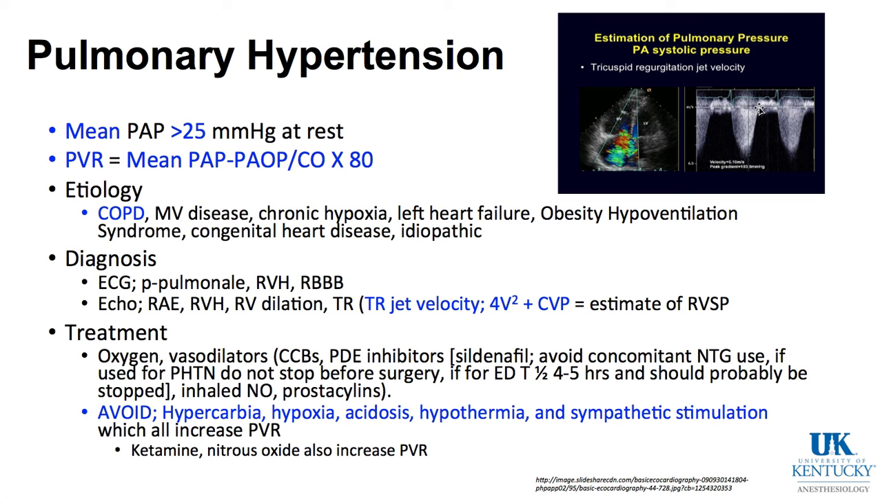Increases in CO2, low oxygen levels, acidosis, getting cold, sympathetic stimulation with release of norepinephrine, all can result in increases in pulmonary vascular resistance. Of our anesthetics, ketamine and nitrous oxide can increase systemic vascular resistance as well as pulmonary vascular resistance, increase sympathetic stimulation, and may be avoided in patients with pulmonary hypertension.